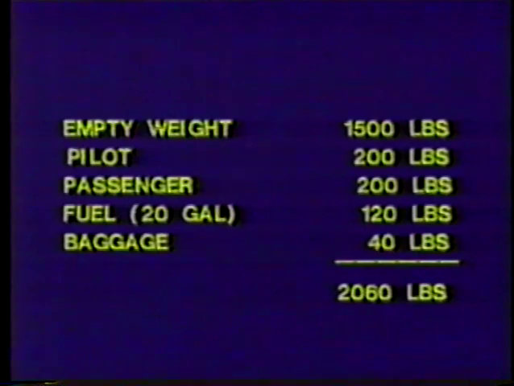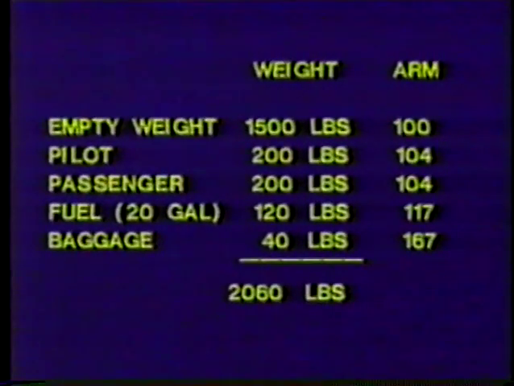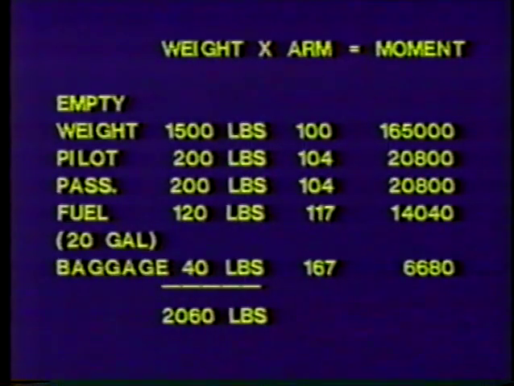Let's compute the center of gravity using the arm of each weight. From the pilot's operating handbook, we look up the arm and add it to our list of figures. Your worksheet should look like this. The next step is to determine the moment of each position. You will use the formula weight times arm equals moment. Your calculations should look like this.